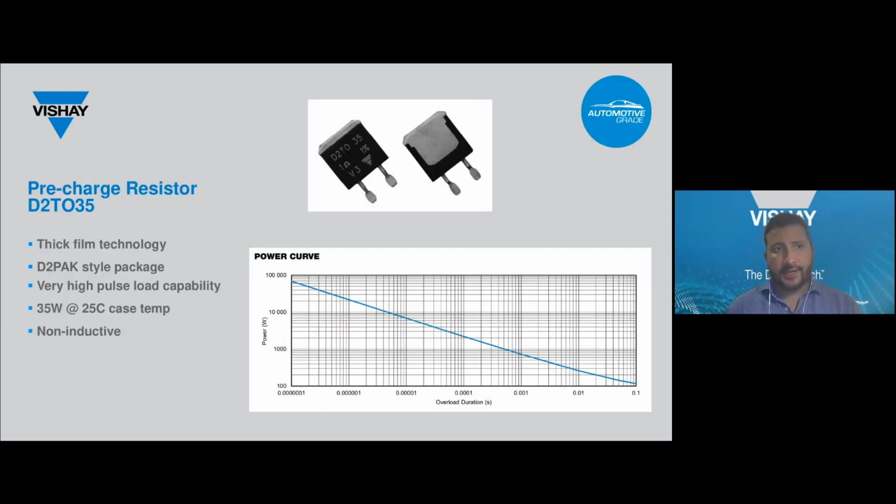In the power circuit, Vishay's DTO35 power resistor was used. This is thick film technology in a TO-263 package, and it's designed for very high pulse load applications. The nominal power rating is 35 watts, and this is for a 25 C case temperature, but must be derated for higher operating temperatures. And here you can see one of the derating curves.